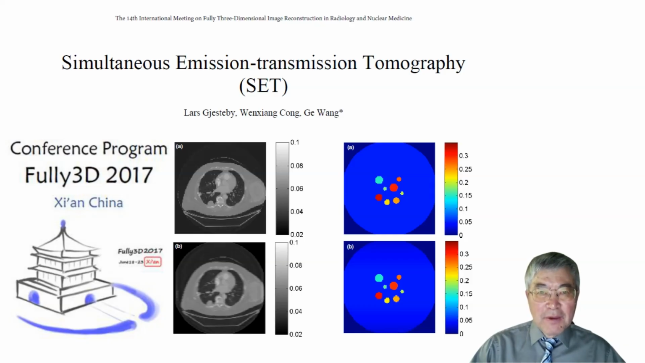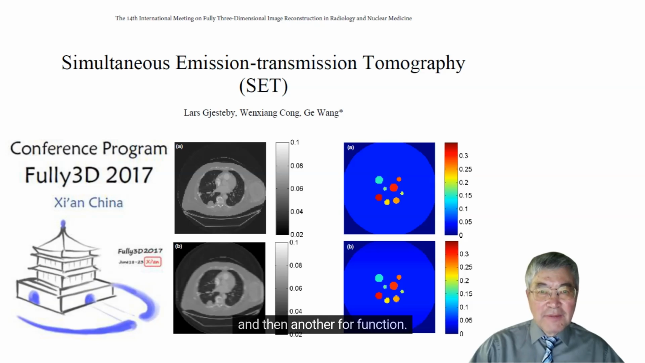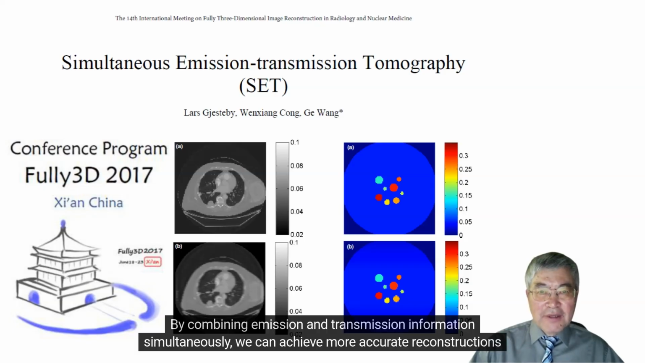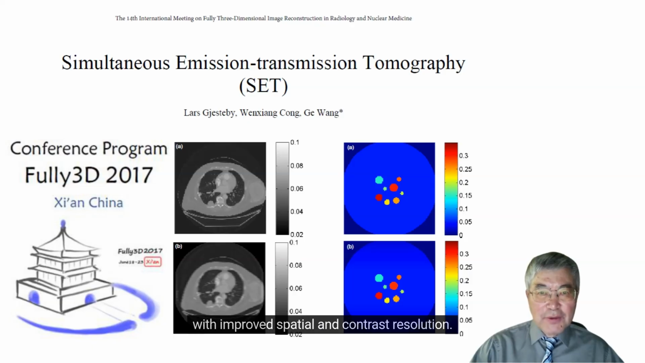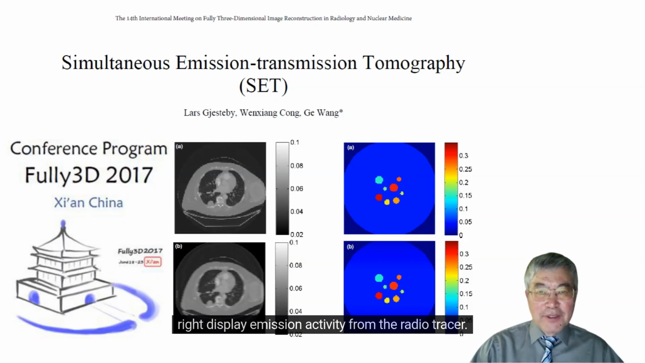imaging. Normally, in PET or SPECT, emission data and transmission data are collected separately, first one scan for anatomy and then another for function. But with SET, both types of data are acquired at the same time. By combining emission and transmission information simultaneously, we can achieve more accurate reconstructions with improved spatial and contrast resolution. The images on the left show the structural information from the transmission data, while the ones on the right display emission activity from the radio tracer.